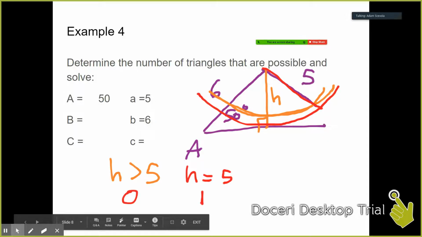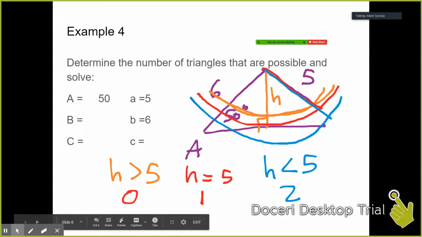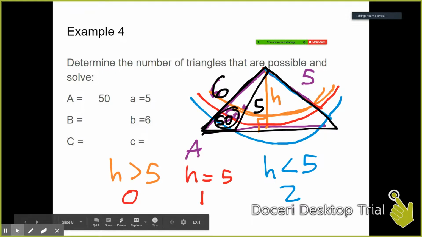And then if the height ends up being less than 5, so the height comes out to be like 4.3, since this is still less than that, then that's when we can have two triangles. One of the triangles would look like this with a side 6, an angle 50, and a side 5. And the other triangle would look like this with an angle 50, side 6, and a side 5. And then we'd have to solve both of those triangles.